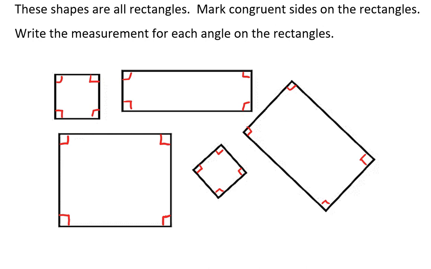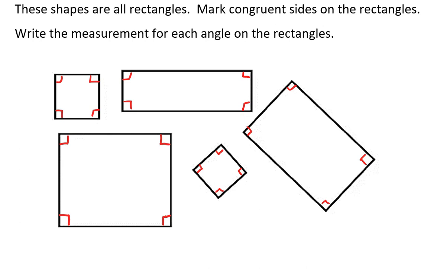That is truly the meaning of a rectangle. It's a 4-sided figure with 4 right angles. You can't make a 4-sided figure and give it 4 right angles and not make a rectangle. So that's really the simplest definition of a rectangle. But we're also going to look at the measurement of the sides on these rectangles.